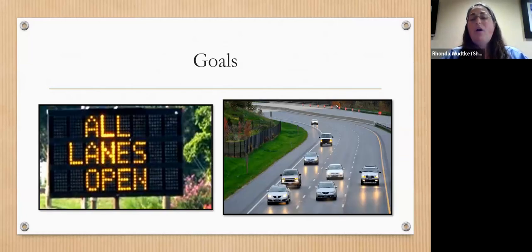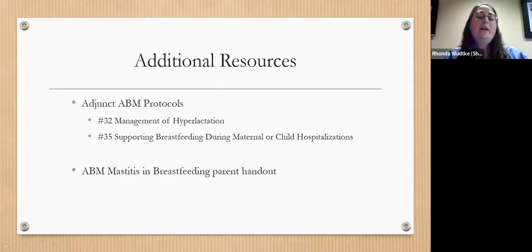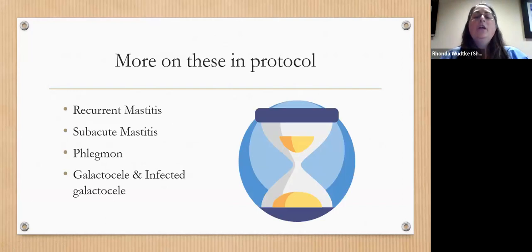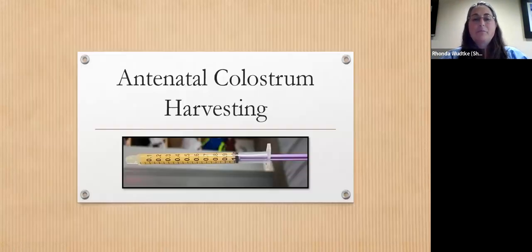So our goals are to keep all lanes open and to really clear out that space to allow traffic to flow smoothly in the breast. There are some different adjunct protocols that you can look at, and they also have a really good parent handout that describes all this in parent language. There's more on these different things in the protocol, but we simply don't have time to discuss those things today.